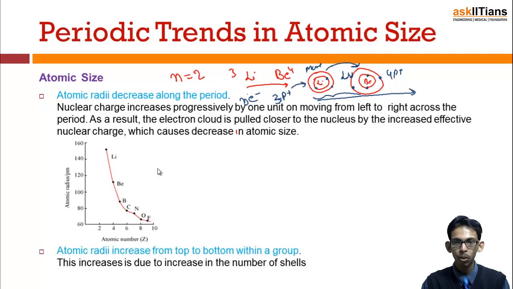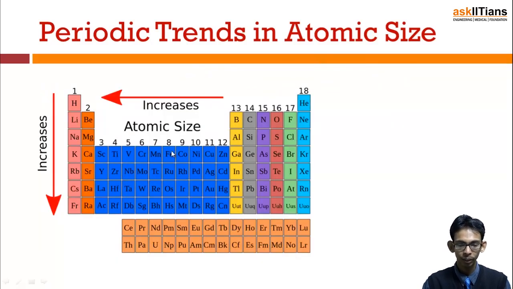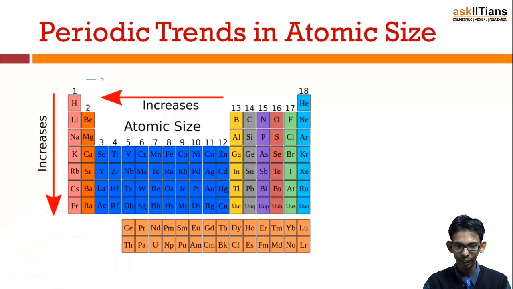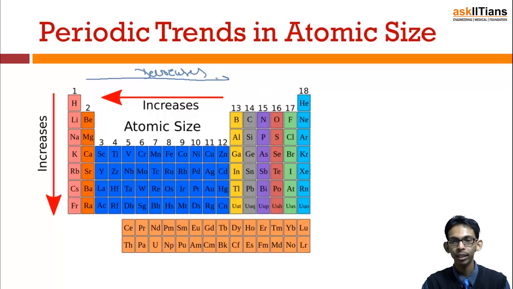While down the group, when we move from top to bottom in a particular group, size increases because of the increasing number of shells. You can see here. This diagram represents that along the period size decreases when we move from left to right, and down the group size increases. Along the period, the decrease is because of increase in effective nuclear charge while the number of shells is the same, and down the group, the increase is because of increase in number of shells.